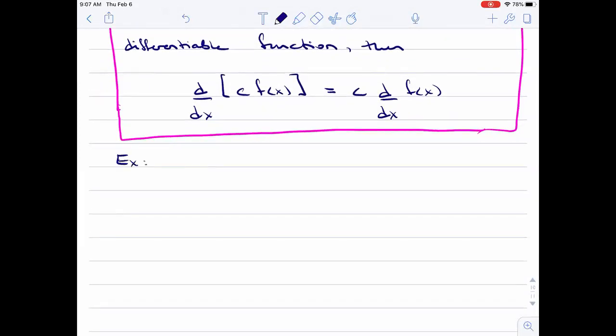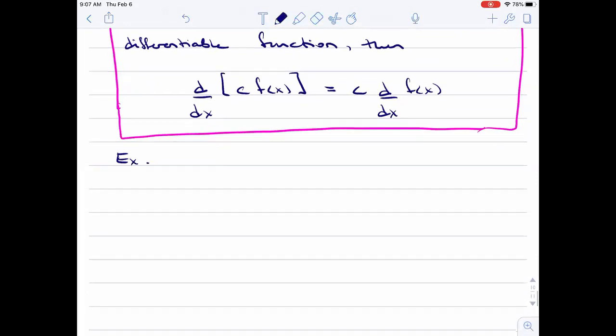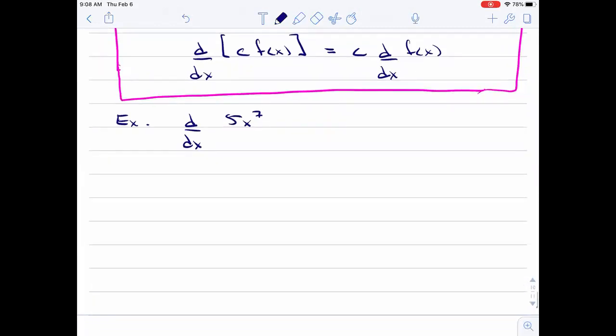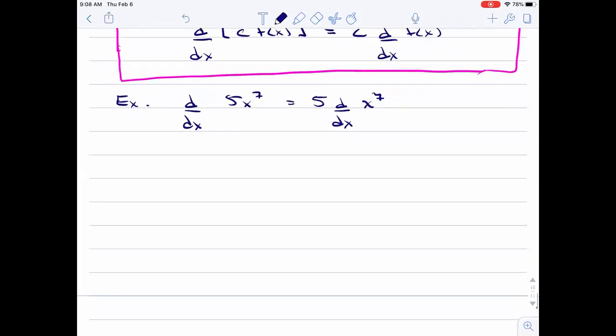So for example, if we want to find d dx of something like 5x to the 7, that's the same as 5 d dx of x to the 7. Once I take the derivative, I have 5 times 7x to the 6. So I get 35x to the 6.